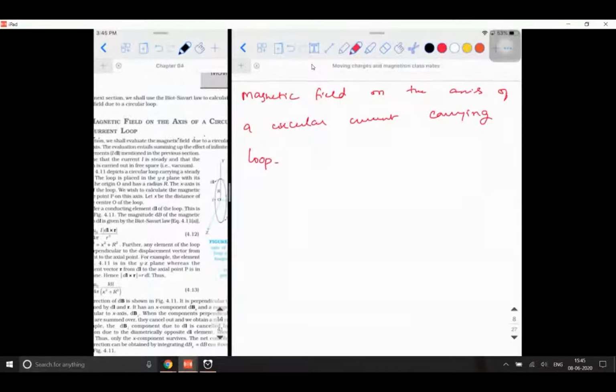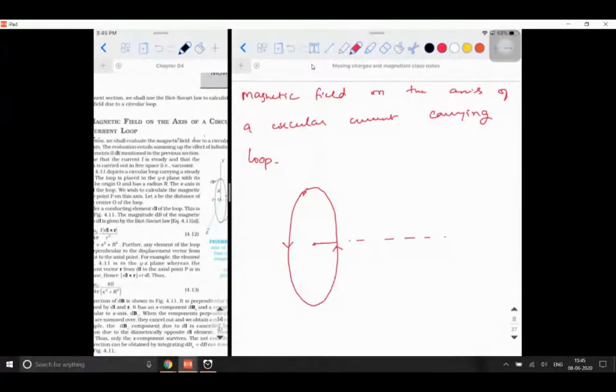So, listen. You have a circular current carrying loop. The current I have taken to be in the anti-clockwise direction. I'll tell you how to visualize it.